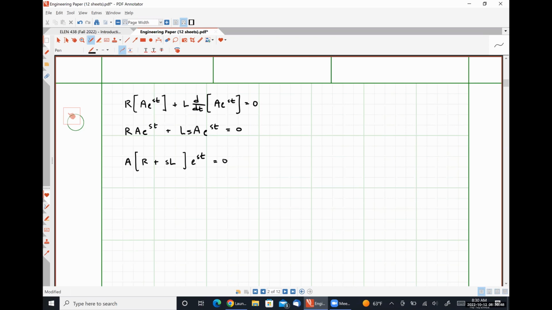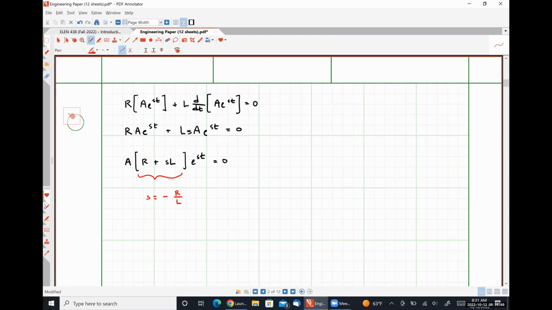e to the St will trend towards zero if S happens to be negative, but we don't really know what values of S would require. It doesn't really give us a lot of information either. So what we're going to wind up doing is looking at this piece right here, because this piece that I put with the red curly brace tells us the specific value of S, one individual value of S, that will force this function to equal zero. So if I have R plus SL equal to zero, what does S have to be? S must be negative R over L. Exactly right.